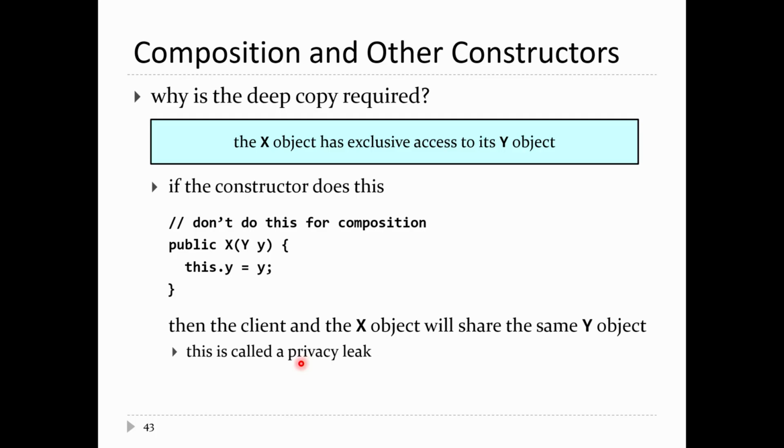Whenever you end up sharing the internal y object, that's called a privacy leak when you're talking about composition. One way to think about a composition is that the internal y object is private. Only the x object itself should have access to that y object. If somebody else gets access to that y object, that becomes a privacy leak.